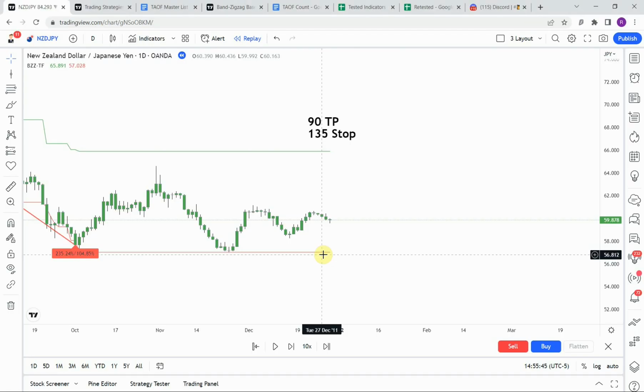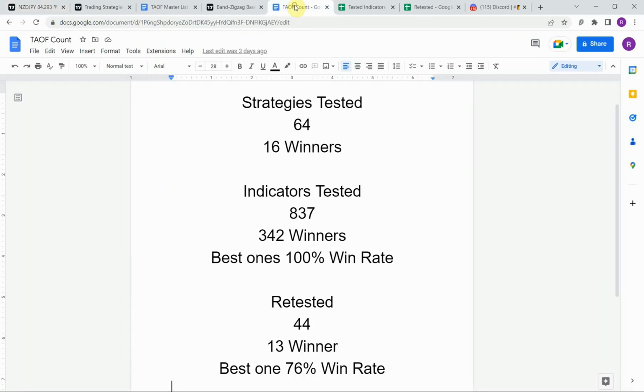Alright, as I said, today we will be testing the band zigzag based trend follower indicator. Before we do though, I wanted to put the testing scoreboard up for everyone to see. To date, we have tested a total of 64 different strategies, with 16 of them being profitable. We've also tested a total of 837 indicators, with 342 of them being winners. The best ones so far were able to achieve a 100% win rate. Now you need to go back and watch those videos to understand the context of how they were able to achieve that. So go back and watch those videos and see what you can get out of those winning indicators.